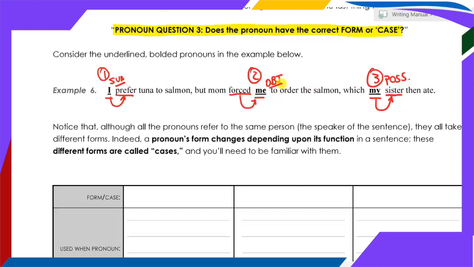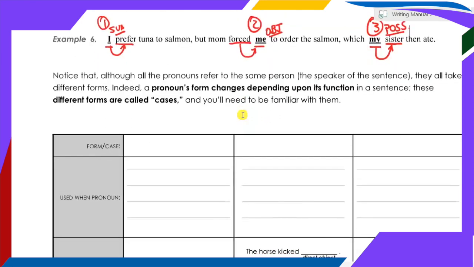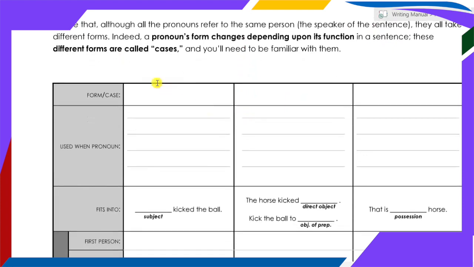We have an object form, that would be me in this case. And we have a possessive form, that would be my. That's what we're talking about when we talk about pronoun form or case. We're talking about making sure that depending upon how the pronoun is being used, if it's being used as a subject or an object or to show possession, we have to make sure that we have the right form of the pronoun. So, in terms of the forms or cases, they have to do with, like I said, the function of the pronoun in the sentence.